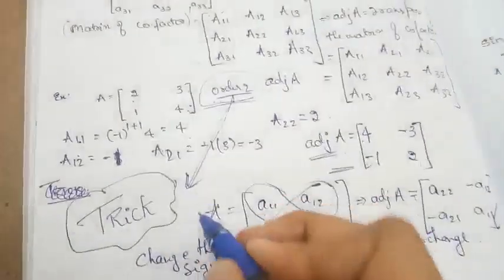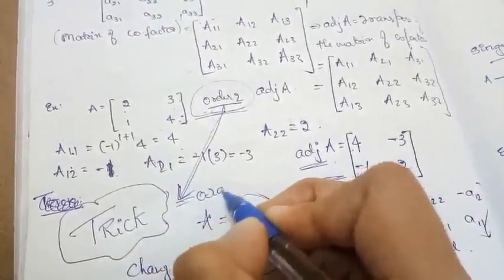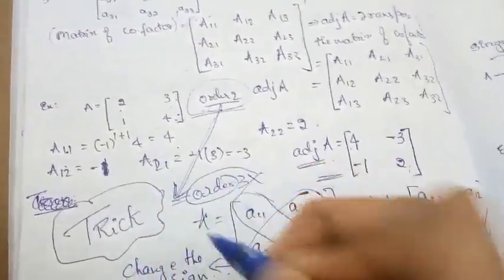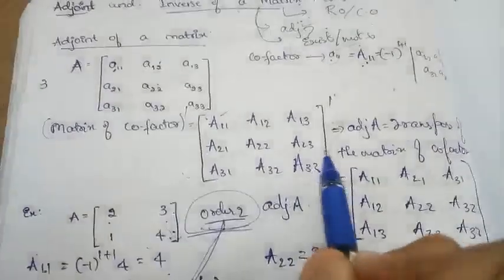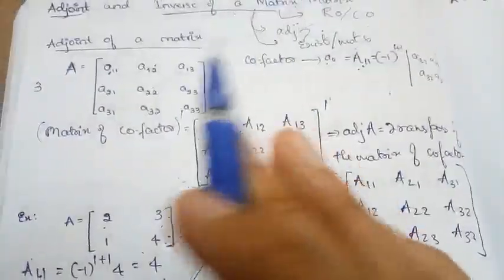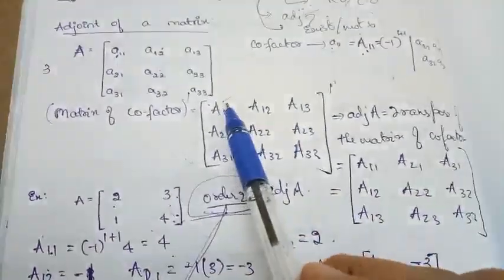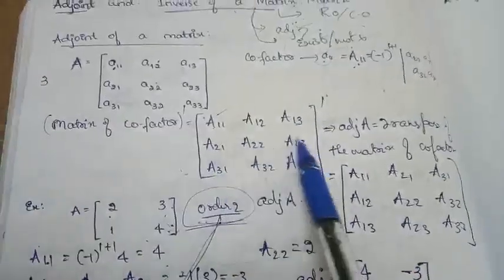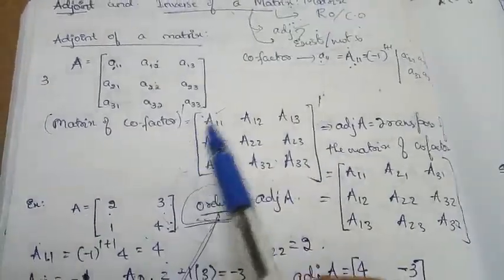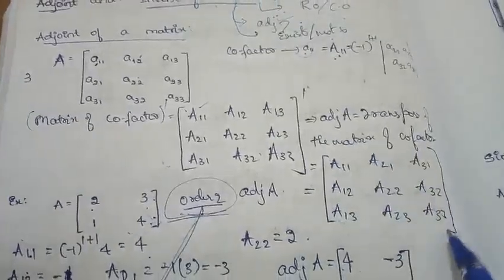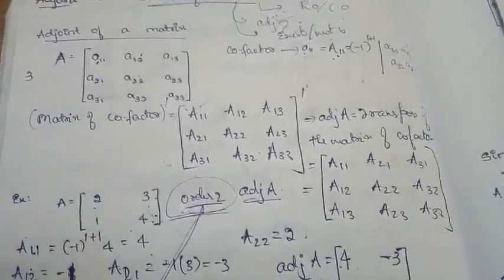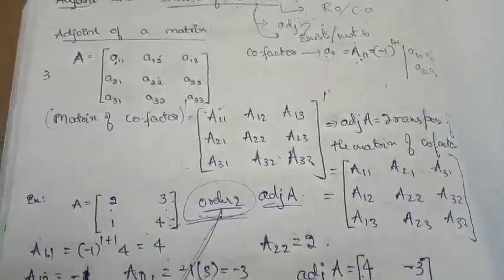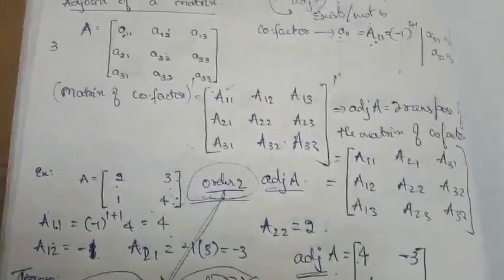But this is not going to hold for order 3. For order 3, you have to follow the same method. There is no shortcut for finding the adjoint of a matrix A in this manner. First you need to find the cofactor for each and every element. After finding the cofactors, you need to take the transpose of the matrix of cofactors. That is nothing but the adjoint of that matrix A. So this is regarding the adjoint of a matrix.